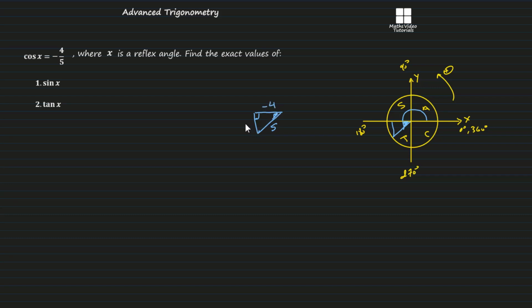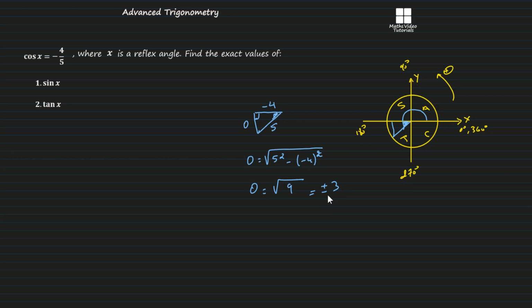And we need to work out the opposite. Let's call it O for opposite. Now, for the opposite, using Pythagoras, it's going to be the square root of the hypotenuse, 5 squared, subtract the adjacent, which is negative 4, all squared. So therefore, if you do the calculation, it's going to be square root of 9. Now at this stage, we know square root of 9 is either plus or minus 3.